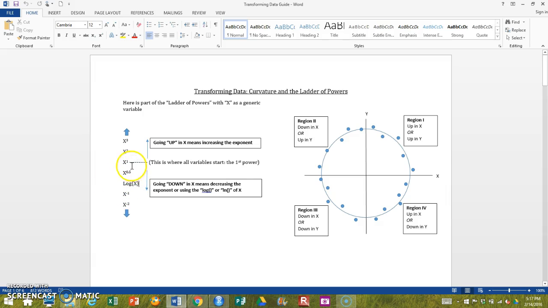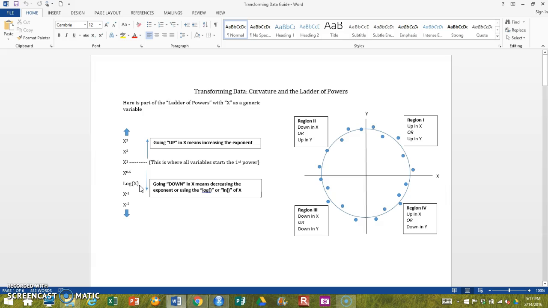Going down the ladder of powers means we can do a decimal like 0.5 or 0.75. We can then go to the logarithm, and we can go even farther and do negative exponents, -1, -2, etc. So up just means increasing the exponent, down just means decreasing the exponent or taking the logarithm.